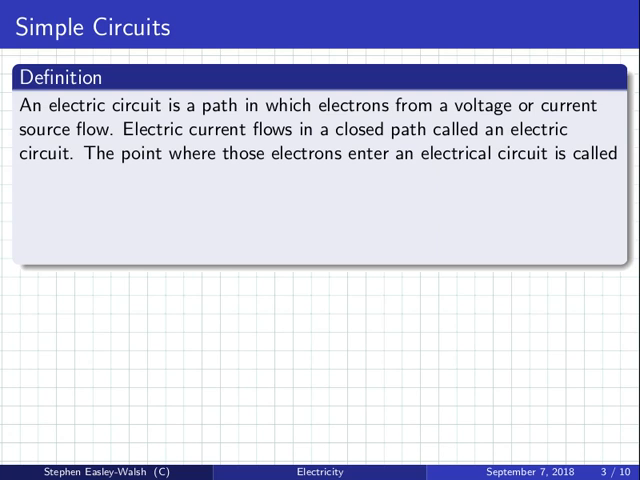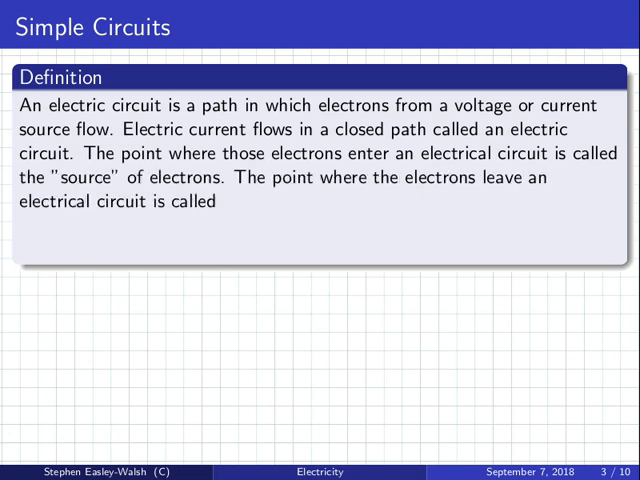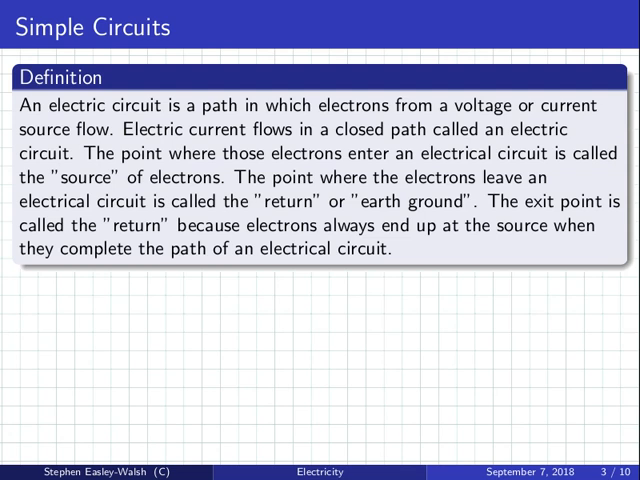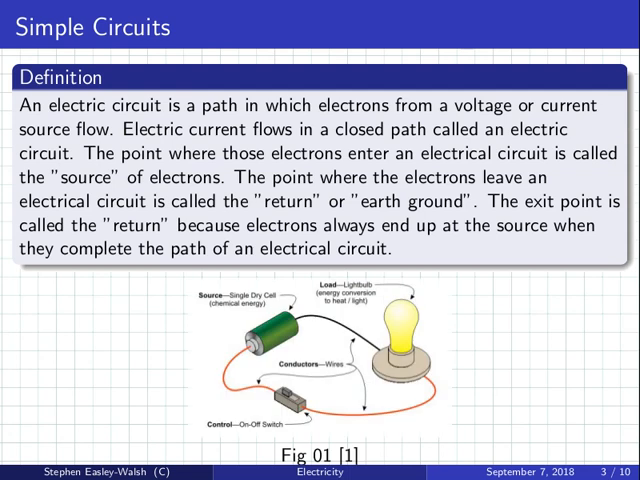The point where those electrons enter an electric circuit is called the source. The point where the electrons leave is called the return. Like if the electrons come out here, it's called the source, and then they go around in the circuit and they come back in, that's called the return. Also called the earth ground. The exit point is called the return because the electrons always end up at the source when they complete their path to the circuit. I think the first two sentences are enough.